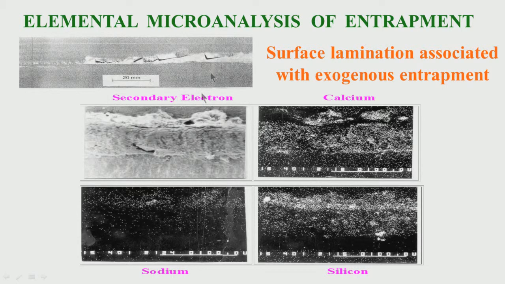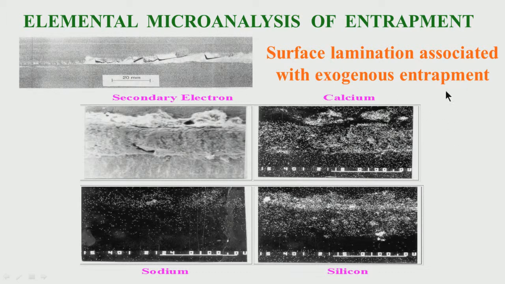So, this defect will look like this, and when you see what is present there, you will find some calcium is present, some silicon is present, some sodium is present. That means it is basically a combination of calcium oxide, silicon oxide, sodium oxide. There will be some aluminum oxide also, but since sodium is present, that means sodium oxide is present, we can infer that it is basically mold powder that has been entrained.